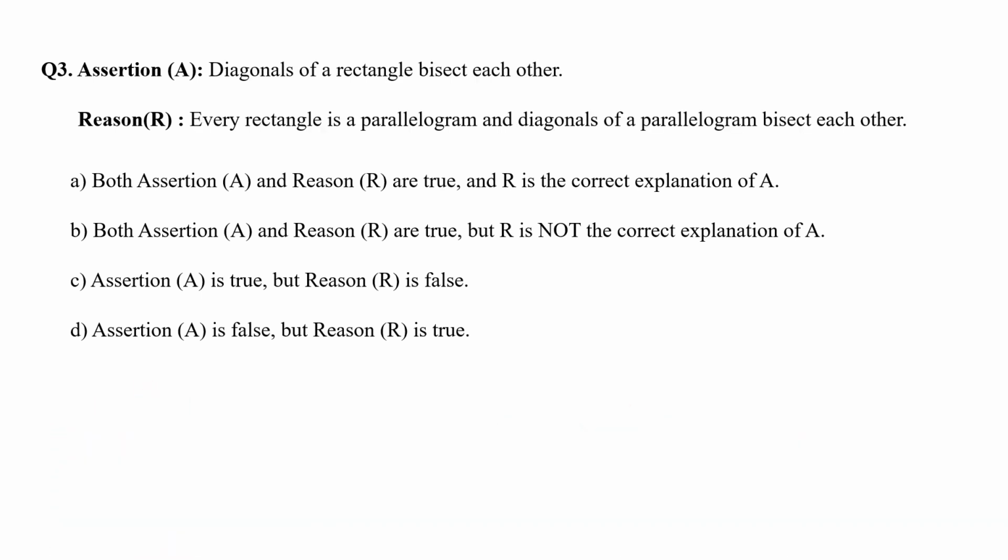Question number 3. Assertion: diagonals of a rectangle bisect each other, and reason is given as: every rectangle is a parallelogram and diagonals of a parallelogram bisect each other. So yes, rectangle is a parallelogram. So it satisfies all the properties of a parallelogram. And the properties of a parallelogram are the opposite sides are parallel and equal, opposite angles are equal, and diagonals bisect each other. So I can say that diagonals of a rectangle will also bisect each other, and reason is also given as correct. So from here, the correct option will be option A. Both assertion and reason are true, and reason is the correct explanation of assertion.